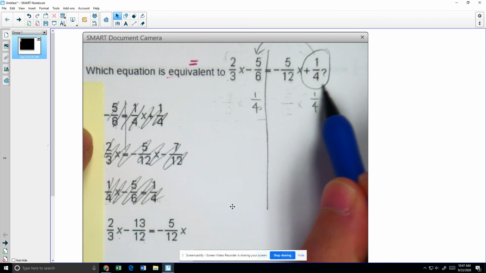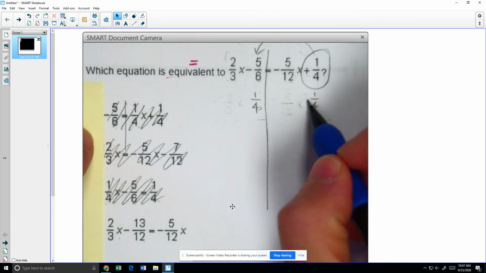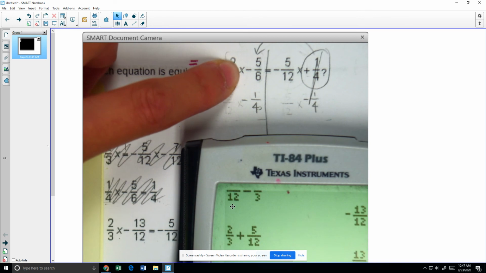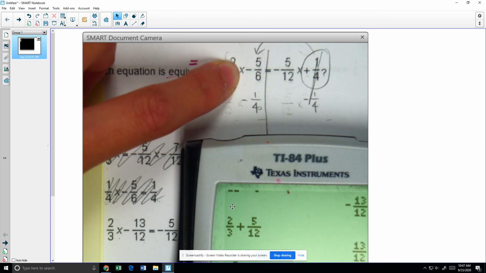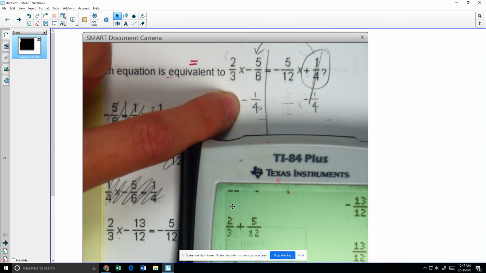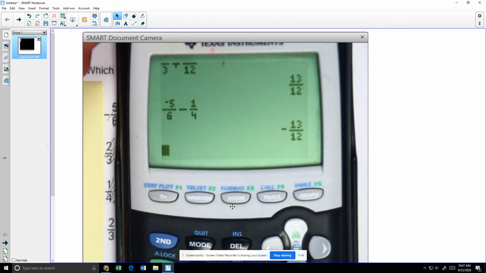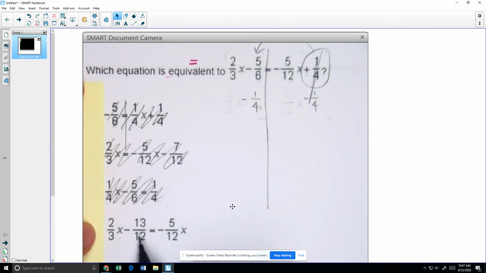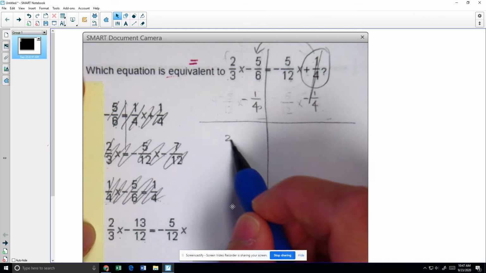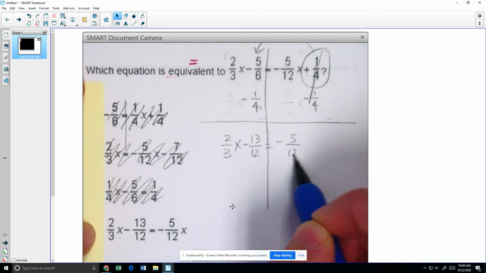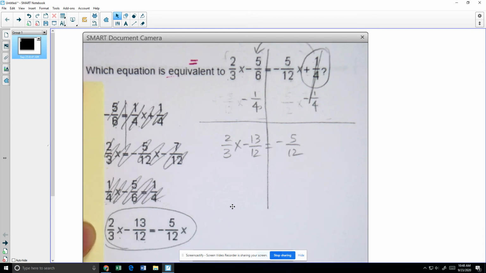Sorry. Okay. So I have 1/4. So I see a plus 1/4. Okay. So if I do that, Hannah, what's opposite of positive? Negative. So I'm going to minus 1/4 on both sides. So when I type this in, I should have alpha y equals enter negative 5/6 minus alpha y equals enter 1/4. Oh, you can't see it. Sorry. That equals negative 13/12. Oh, that is negative 13/12. So that would have been 2/3 x minus 13/12 equals negative 5/12. Yay! So it's that one.